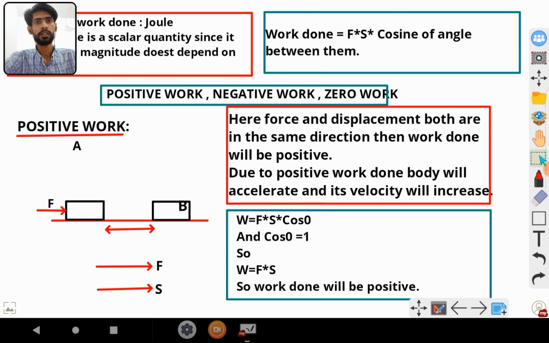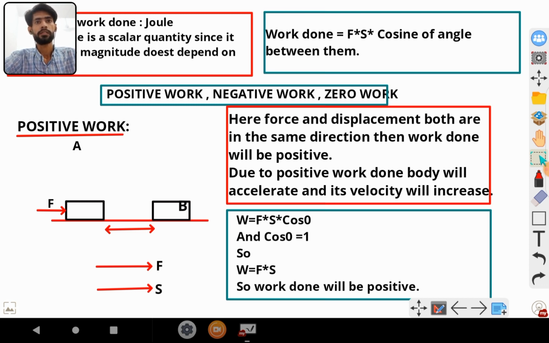Now we can calculate it with the formula also. Since work done equals force into displacement into cos of the angle between them, if force and displacement are in the same direction, then the angle between them is equal to 0. So cos 0 is going to be 1. So we can say that work done equals F into displacement into cos 0.